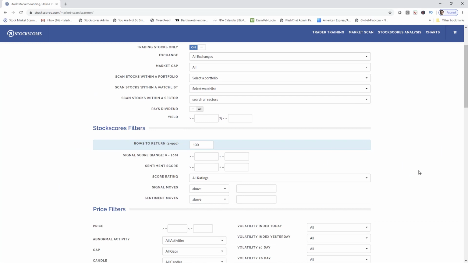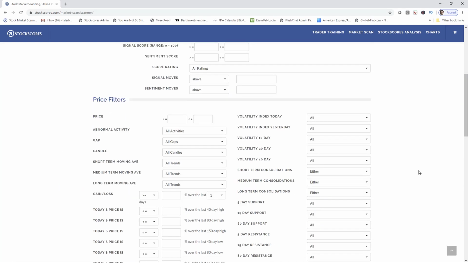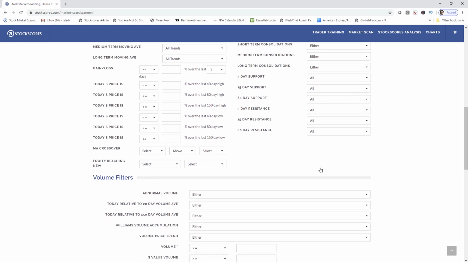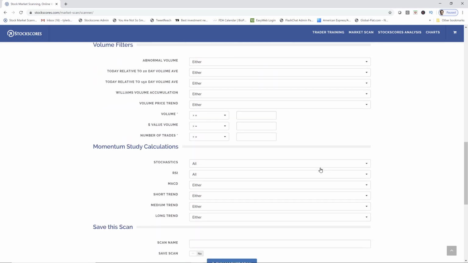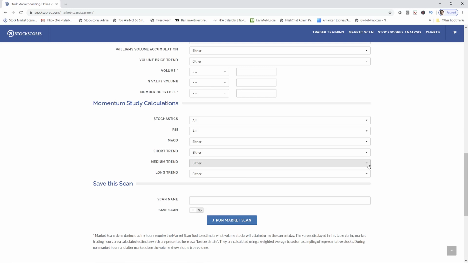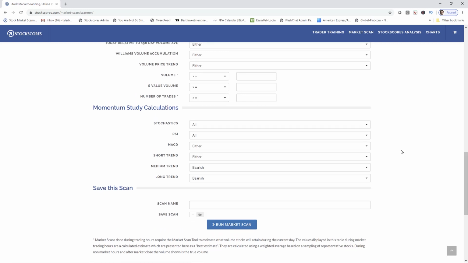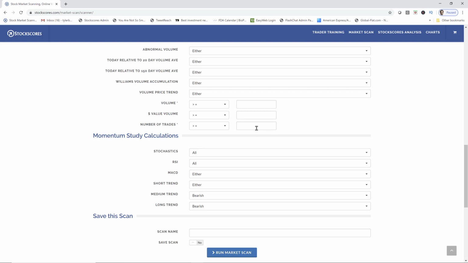So what I want to do is, first of all, find stocks that have been really beat up a lot. And a simple way to do that is just look for stocks that are in downward trends. So if we go down to the momentum study calculations, I'm going to set medium trend to bearish. That means it's trending lower. And long-term trend to bearish. I'm not going to worry too much about the short-term trend because we may get some of these stocks turning higher. Now, number of trades, I'm going to set that to 5,000. So I want pretty liquid stocks.